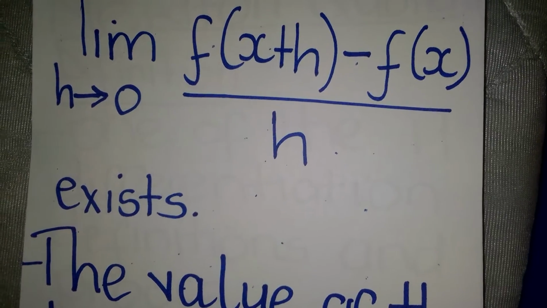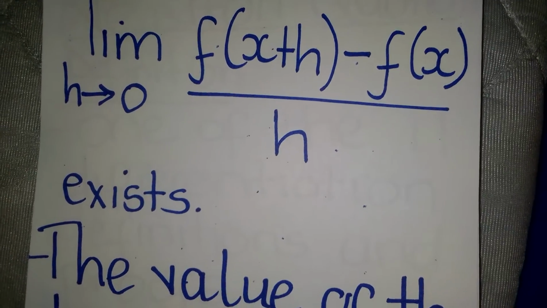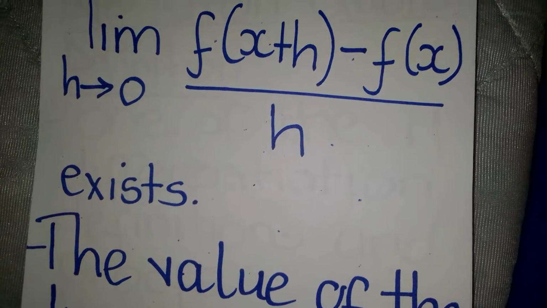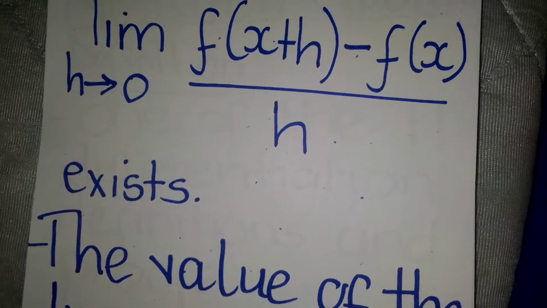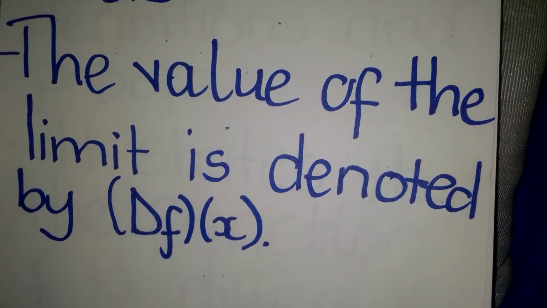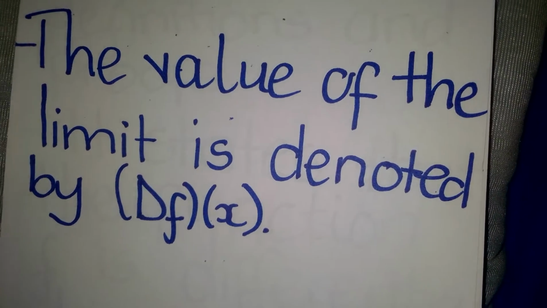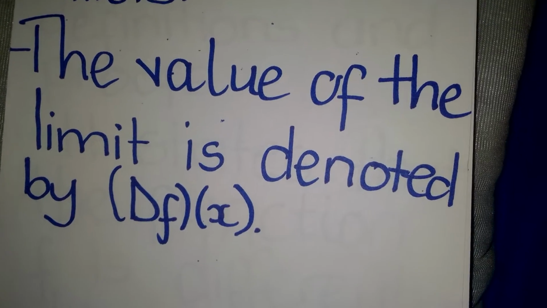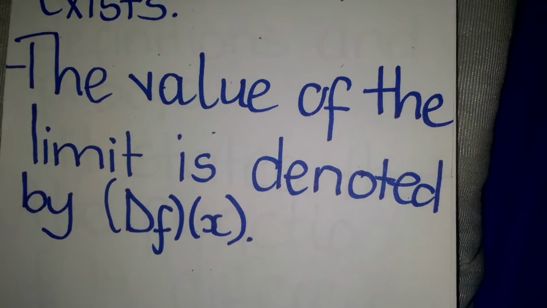So we are saying if the limit as h tends to 0 exists, then the function f is differentiable at x. The value of the limit is denoted by df of x, and that df of x is the derivative of the function f of x.